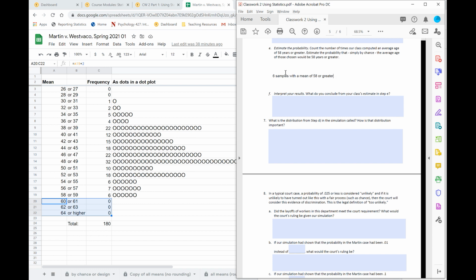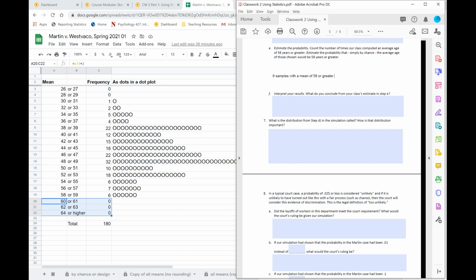And again, yours may be different from 6, and that's okay. Go ahead and write down whatever you see on your end. So go ahead and note down the number you see in the spreadsheet on 6E of the classwork. The number of times our class computed an average age of 58 years or greater is, in my case, 6.